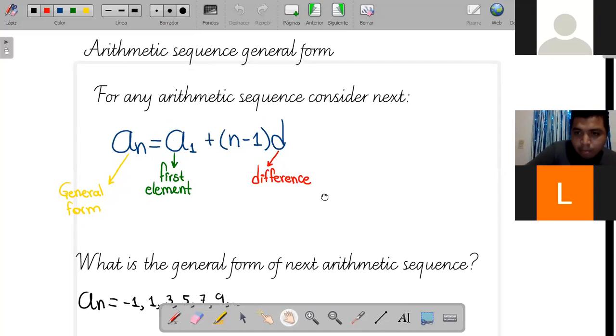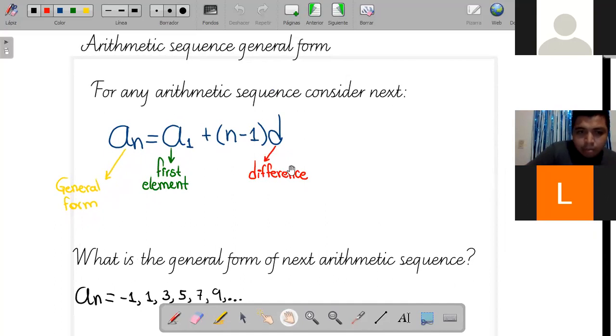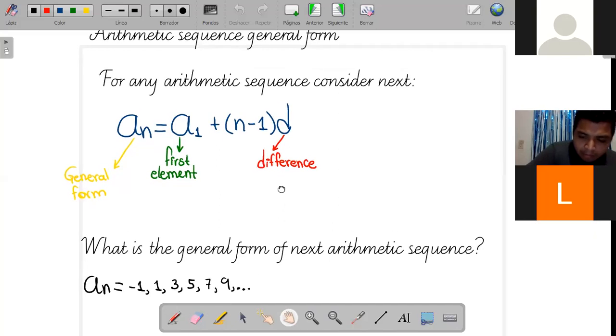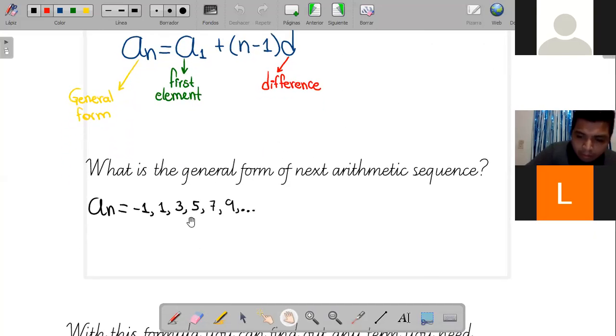Sorry? Question? Sorry, mister. Okay. So, and that difference we have over there will be a value that we will suppose, starting by supposing that the sequence we are working with is an arithmetic sequence.